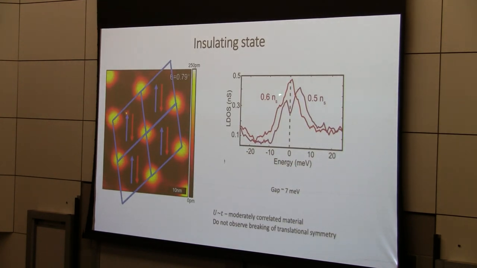Also, the size of this splitting is on the order of 7 millivolts, and that tells you roughly how big the on-site Coulomb interaction has to be. The on-site Coulomb interaction cannot be 100 times this number, and it cannot be smaller than this number. It's probably a couple or few times this number.